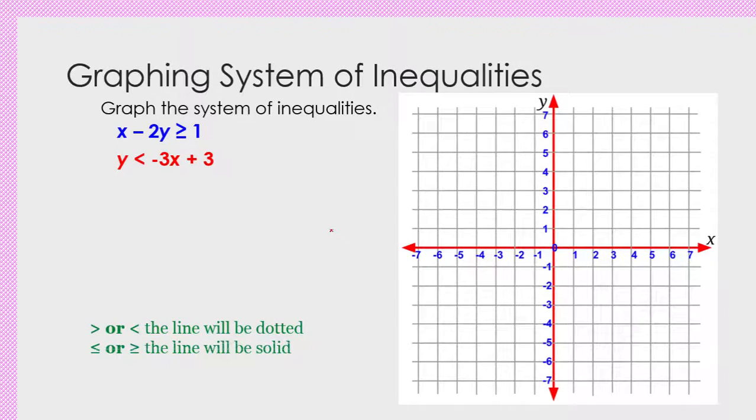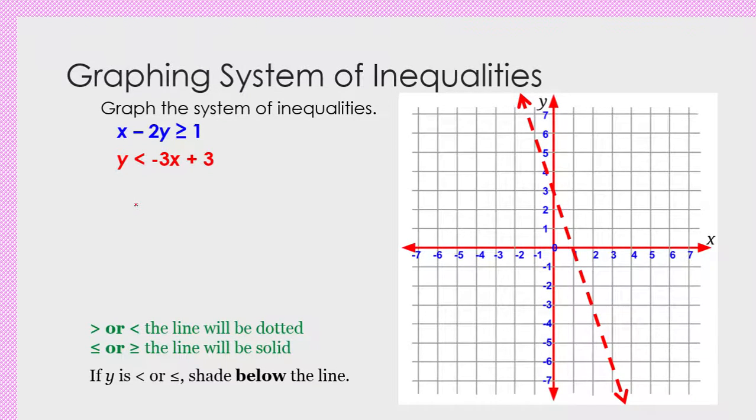So first we need to decide, is it going to be a dotted line or a solid line? Well, it is a less than symbol, so we are going to have a dotted line. Next, we determine the shading. Is y less than or equal to, or is it greater than or equal to? In this one, it is less than. So we are going to shade below the line. So the yellow region is the solutions to that inequality.